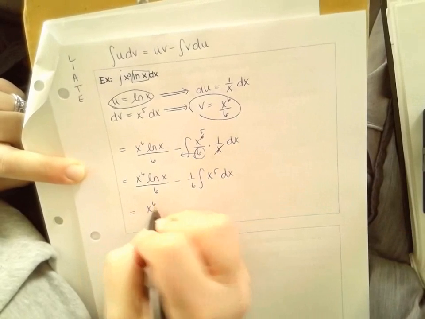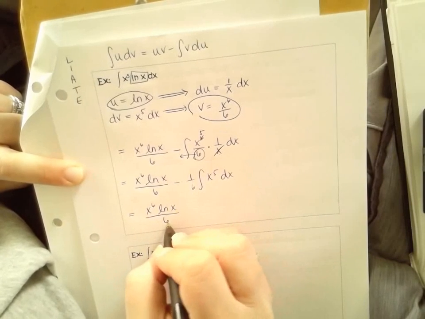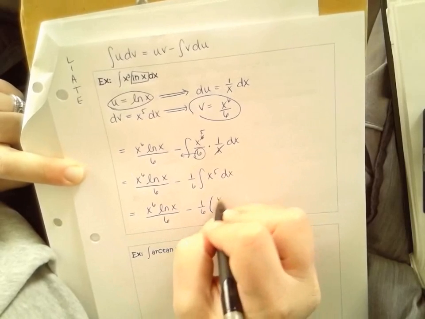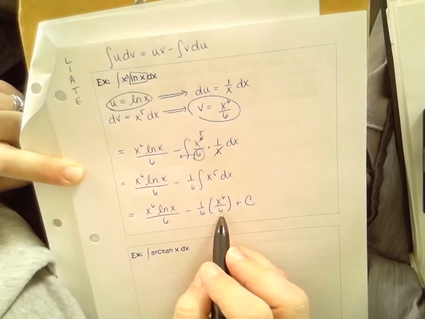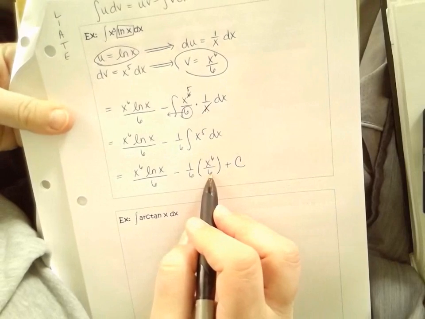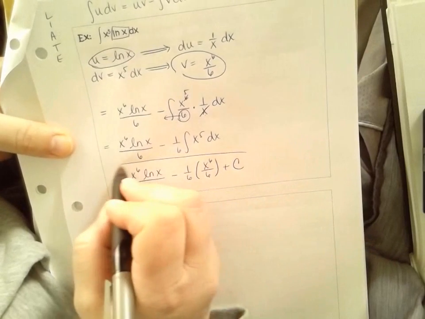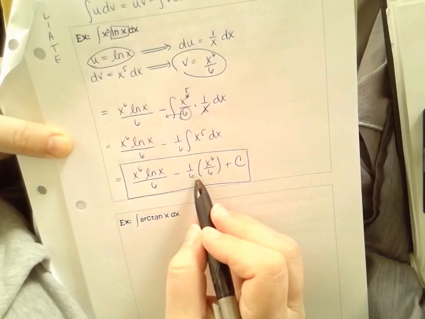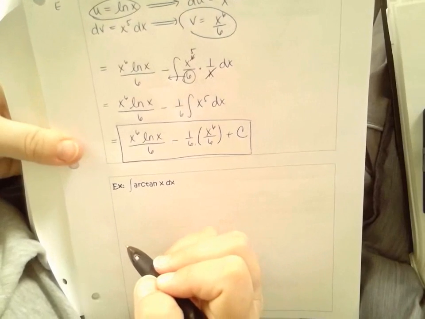Alright, final answer. x to the 6th, natural log of x over 6, minus 1/6 times x to the 6th over 6 plus c. Certainly I could take a step to combine the 6 and the 6 to make a 36, but I'm going to save some time and just leave it as is because of my lack of space. Please, on your part, simplify that further, especially in a testing situation. Okay.